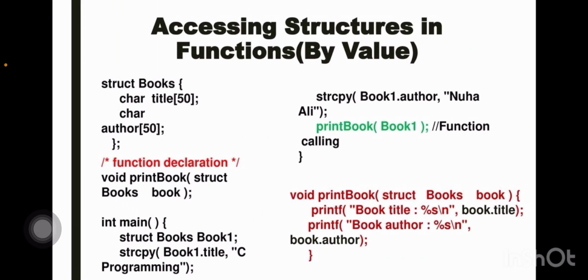Now you can see in this example, we are creating a structure named books. It has two data members, one is title and another one is author. Both are character type, that means we will store strings in these, and after that the structure definition ends with a semicolon.